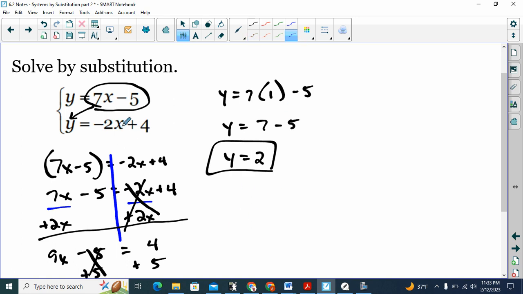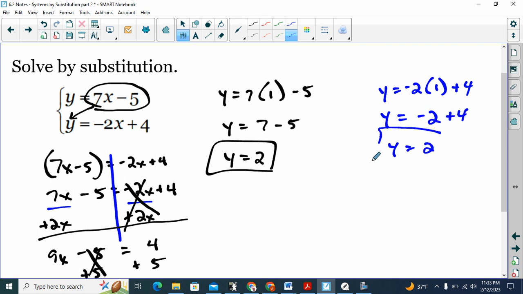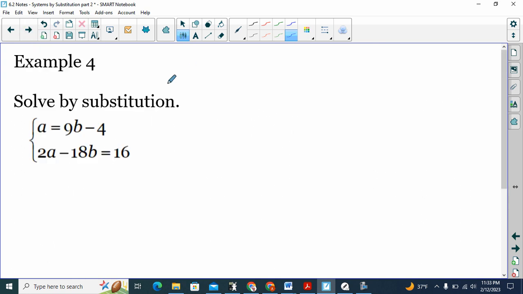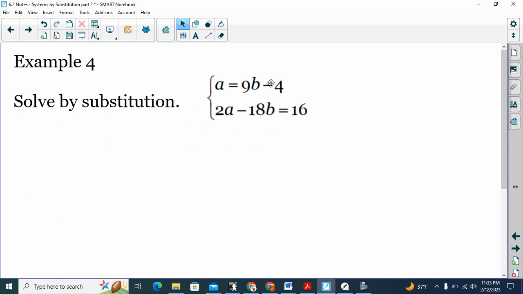Notice, had you chosen to plug it into the bottom one, we would get y equals negative 2 times 1 plus 4. Negative 2 plus 4, that's also 2. You get the same answer no matter which one you plug it into. Example 4, we've got a equals 9b minus 4, and 2a minus 18b equals 16.